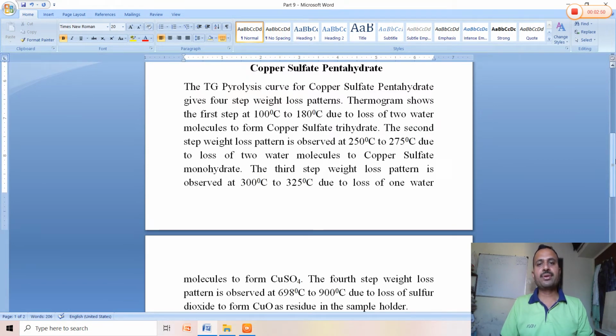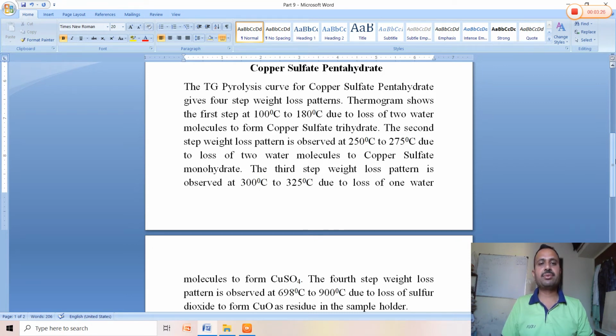Now here copper sulfate pentahydrate. The second example is the TGA curve or TG pyrolysis curve or thermogram of copper sulfate pentahydrate. Copper sulfate is always observed in the pentahydrate form. Five water molecules are associated with the copper sulfate, which gives the blue color to the copper sulfate. The TG pyrolysis curve for copper sulfate pentahydrate gives a 4-step weight loss pattern. There is a first step, this is the second step, this is the third step, and the last one is the fourth step. So copper sulfate pentahydrate gives a 4-step thermogram.